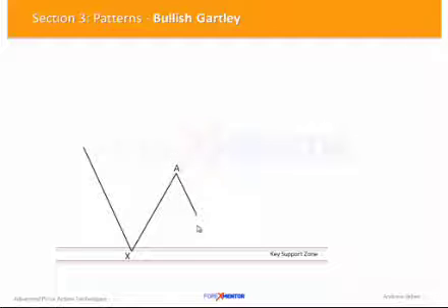Price then retraces. In this example, we're looking at a 618 retracement, and we'll label this point B. Price then rallies up towards A. In this pattern, it cannot exceed point A. The retracement on this is anywhere from a 38 retracement to an 886 retracement of A to B.